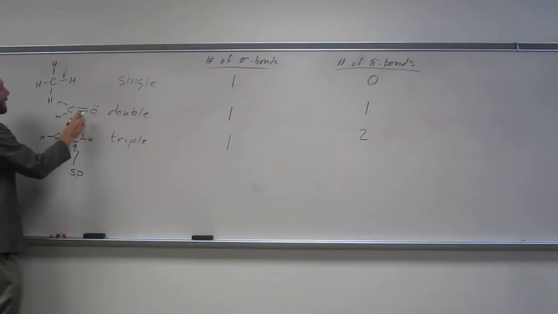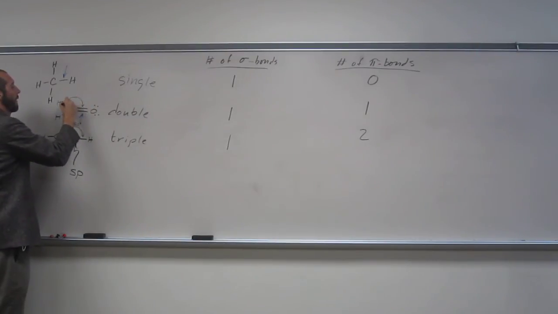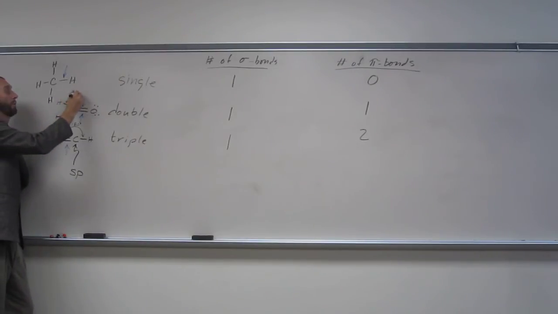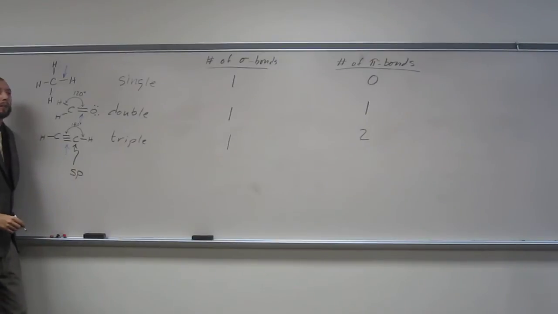Okay, so what is the bond angle there? 120. Why is that 120? What do we measure? Well, you're getting ahead of yourself. So what do we measure? How do we figure out that it's 120? There are three electron groups, right? Three electron groups around it. So if it's 120, it's because there are three electron groups around it. So what's the hybridization of this carbon? SP2.